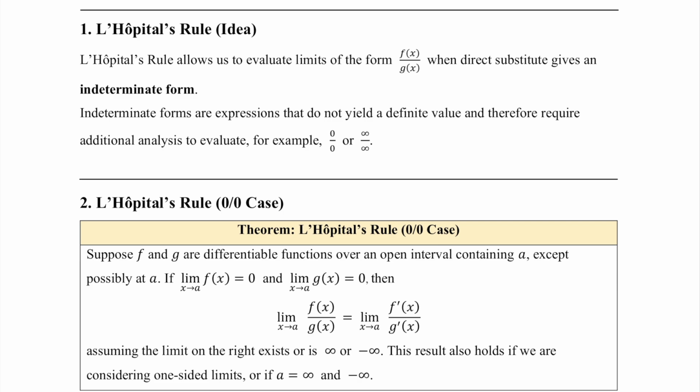Sometimes, when we substitute a value into a limit, we get something called an indeterminate form. An indeterminate form means the expression does not give us a definite value right away, so we need more work to figure it out. Two common examples of indeterminate forms are 0 over 0 and infinity over infinity. When we see these, that is a signal that L'Hopital's rule might help.